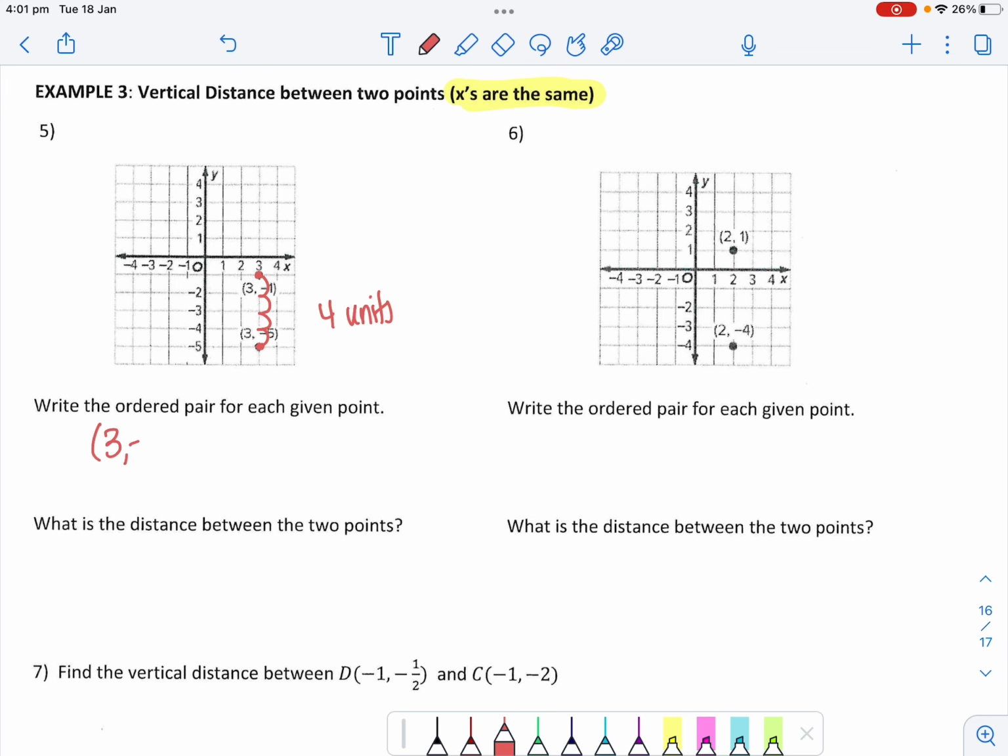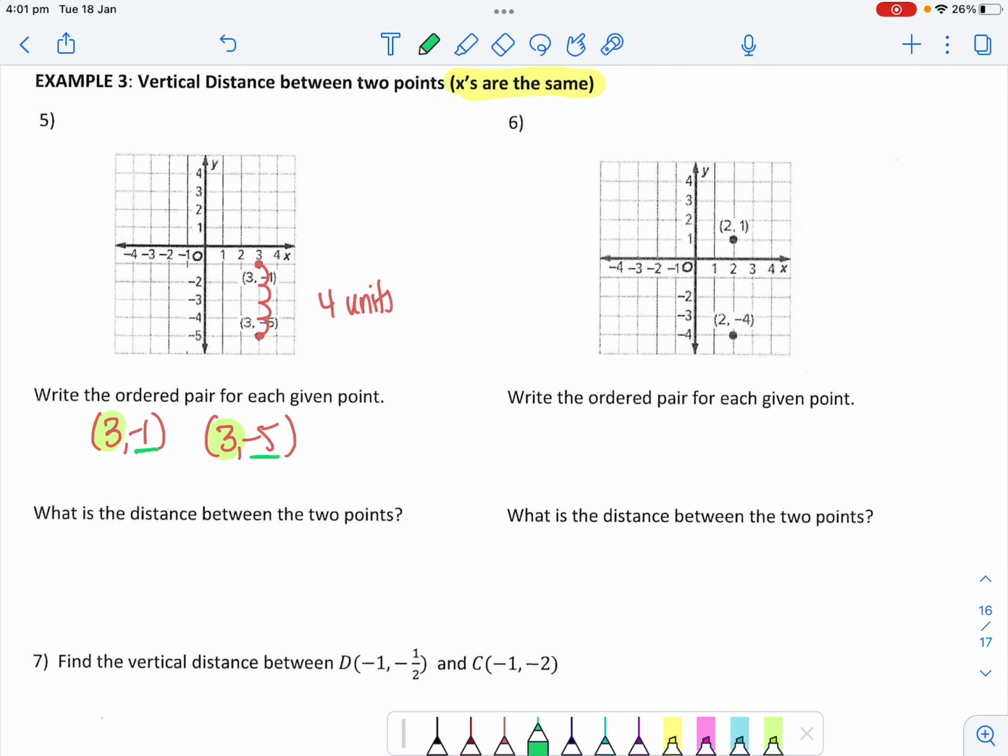If I've got 3, -1 and 3, -5, I can see that the x's are the same. So I'm going to use my y coordinates. They are the same sign. So I'm going to take the absolute value and subtract. So 4 units. Notice that I did 5 - 1 instead of 1 - 5 because distance cannot be negative. I'm finding the positive distance between these two things every single time.